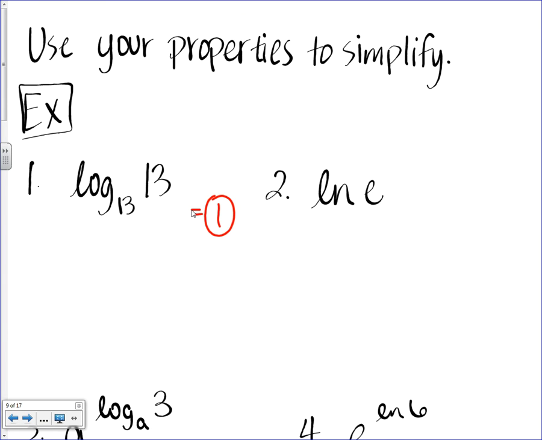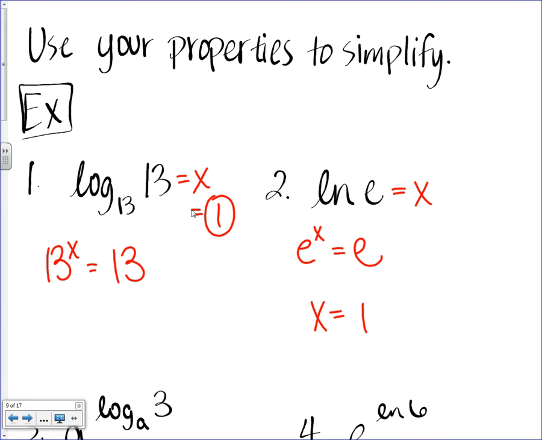If I rewrite this, how we know how, this would be 13 to the x is equal to 13. Well, in order for that to be true, x has got to be 1. We can do the same thing with number 2. Remember what the base is here, this would be e to the x is equal to e. Well, if I want that to be true, x has got to be 1. And again, both of those are property number 2 from above.